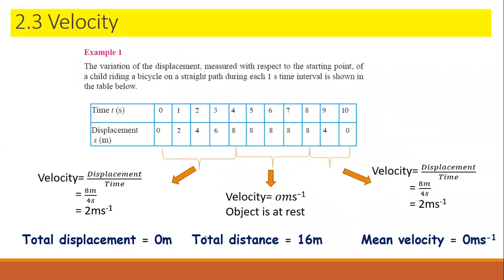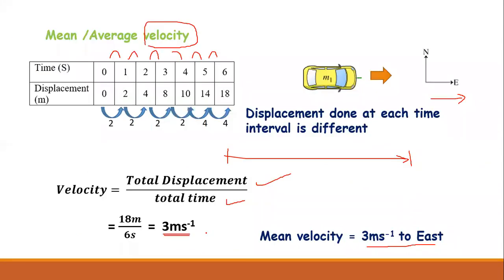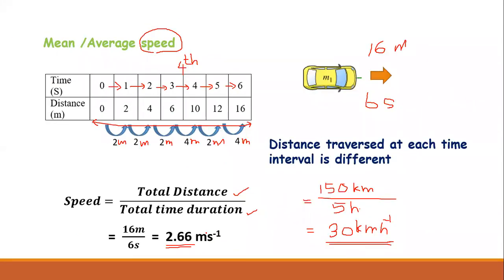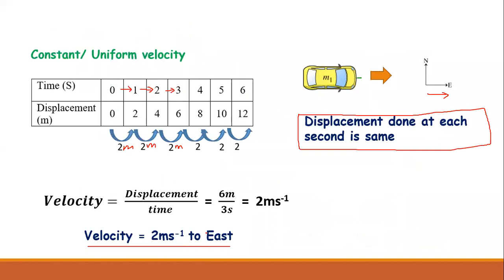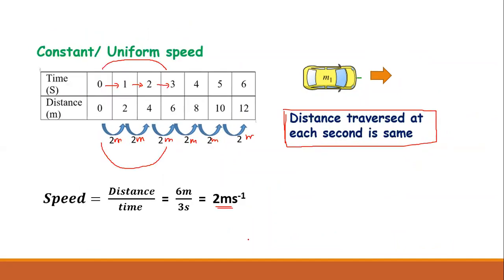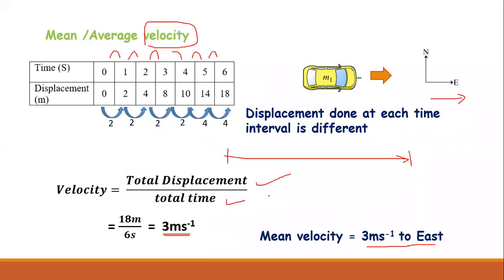And is that clear for you? Mean and constant velocities, speeds. Is that clear? Yes, teacher. Yeah. Okay.